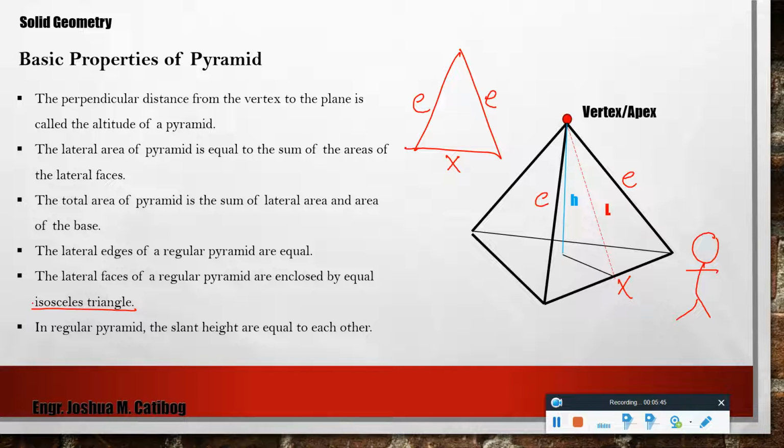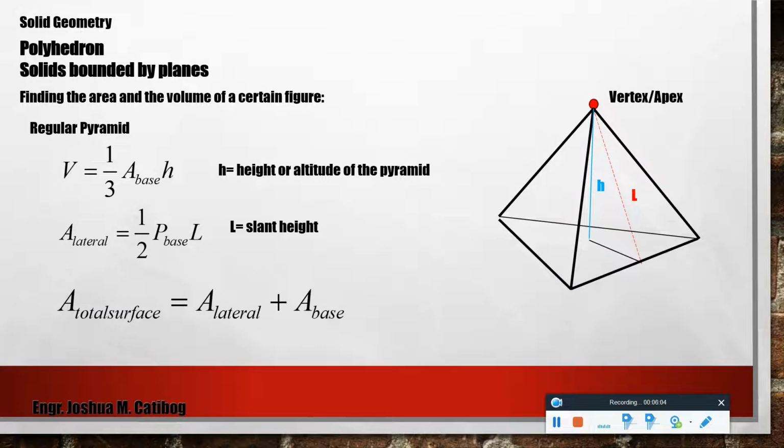Okay, so in a regular pyramid, the slant heights are equal to each other. So sabi nga natin, ang ating pong lateral faces ay pare-parehas. Therefore, yung slant height natin, okay, must also be equal to each other. Okay, so we have here the formulas that we are going to memorize po dito. Pero babawasan po ulit natin yan.